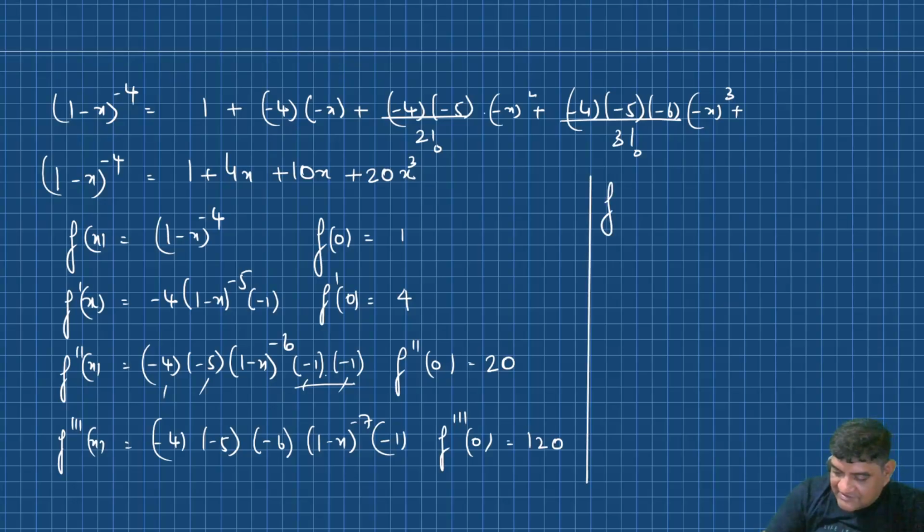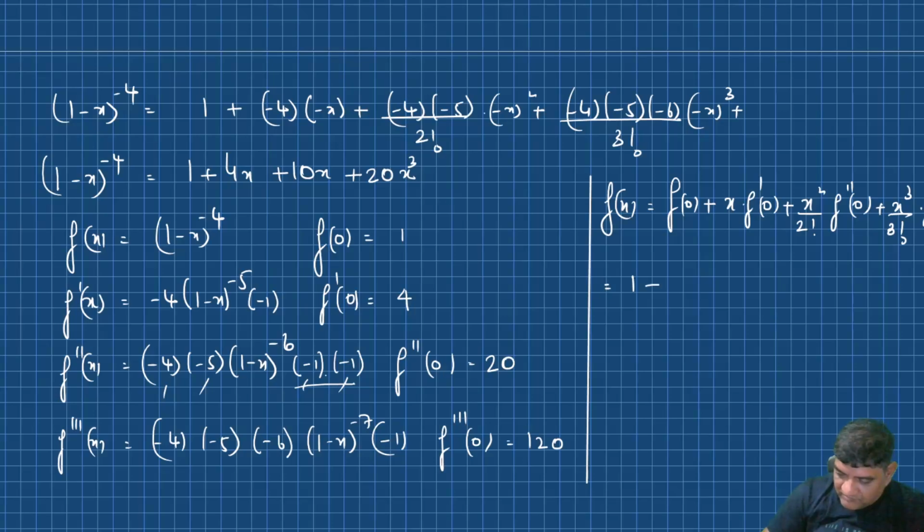The Maclaurin expansion simply says f(x) is equal to f(0) plus x times f'(0) plus x squared divided by 2 factorial into f''(0) plus x cubed divided by 3 factorial into f'''(0). So f(0), which I've already calculated, is 1, plus x into f'(0), which is 4, plus x squared divided by 2 factorial into f''(0), which is 20, plus x cubed by 3 factorial into 120.